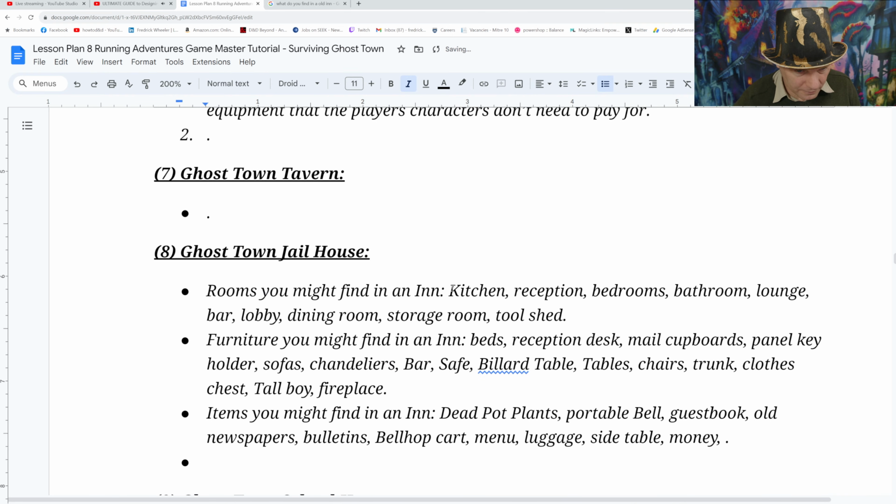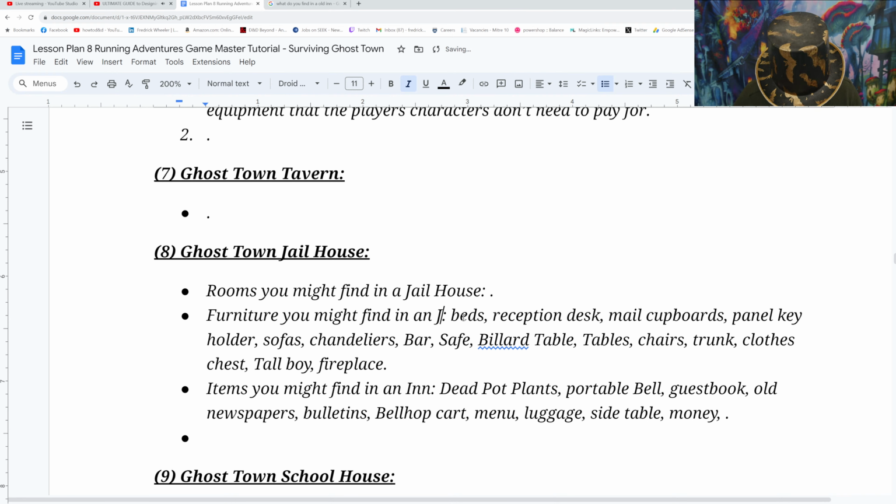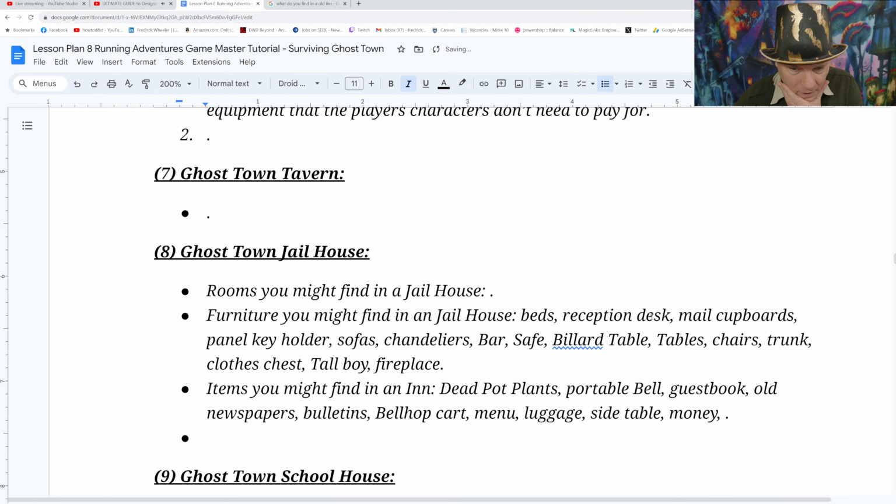And then let me find a jailhouse. So, and then furniture you might find in a jailhouse. Yes. Mail cubby, I don't know about that one. Panel for keys, yes, probably.